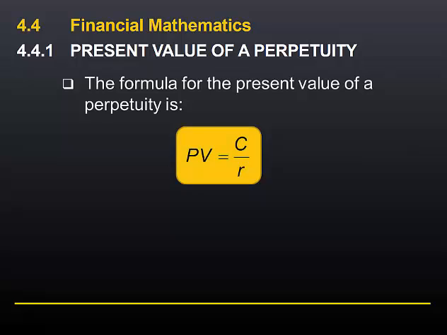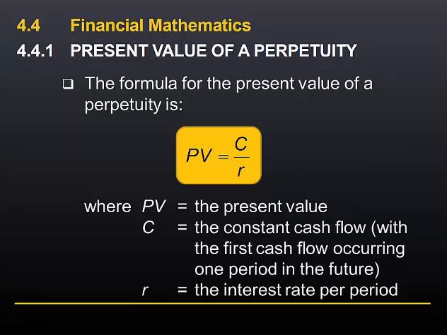The formula for the present value of a perpetuity is this, probably the simplest formula that we will use in this entire subject. The present value of a perpetuity is just the constant cash flow divided by the interest rate.